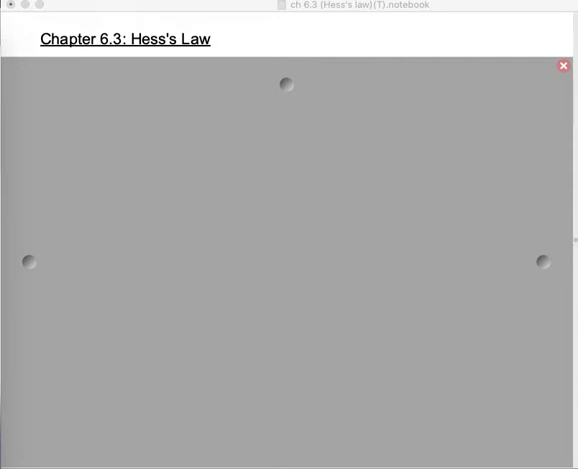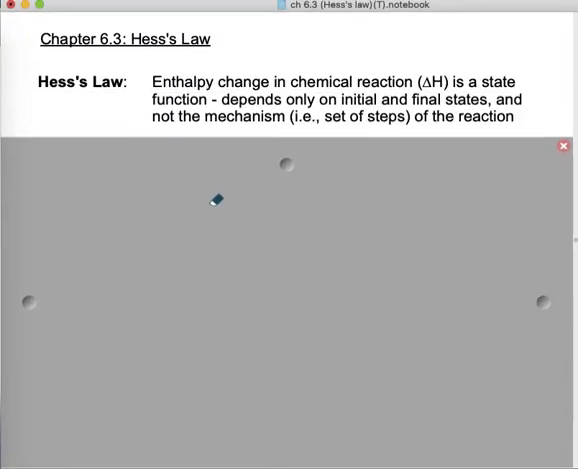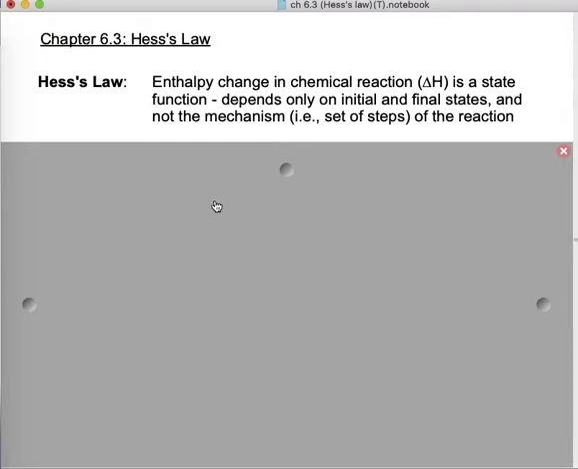The topic of this video is chapter 6.3, Hess's law. Hess's law is a very important natural law in chemistry that says that the enthalpy change in a chemical reaction, delta H, is a state function, which means that it depends only on the initial and final states and not on the particular mechanism or pathway of the reaction. It doesn't matter how you get from point A to point B, all that matters is the difference in enthalpy.